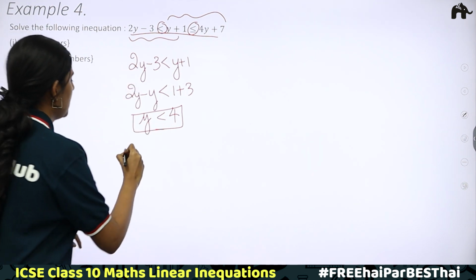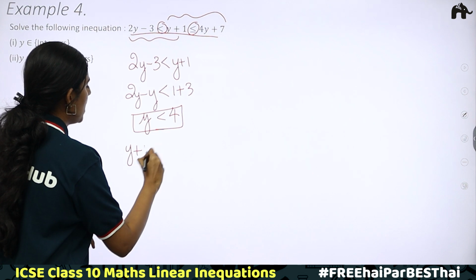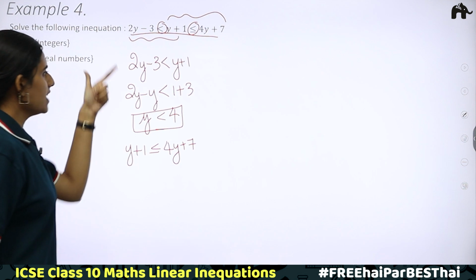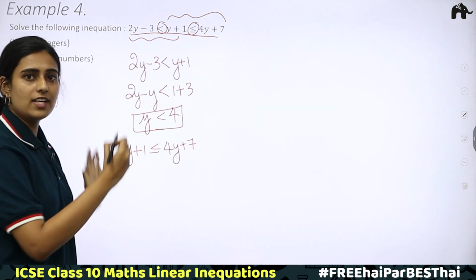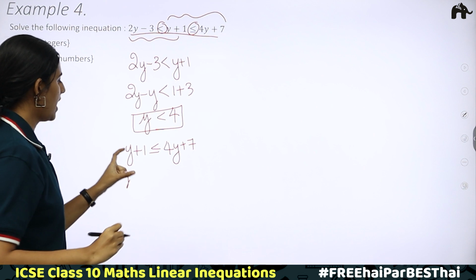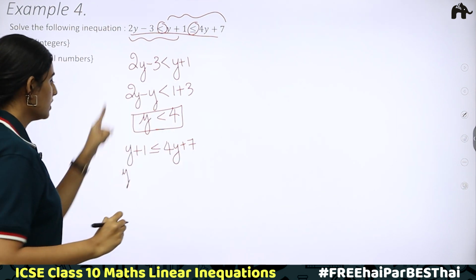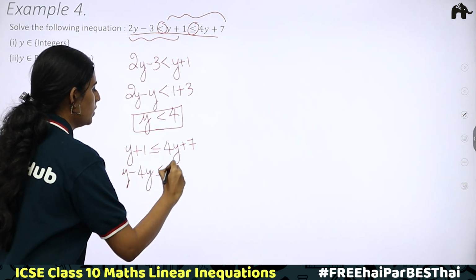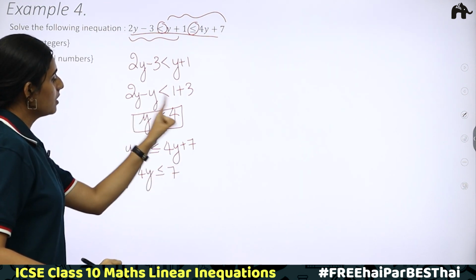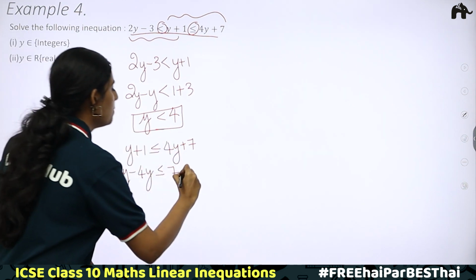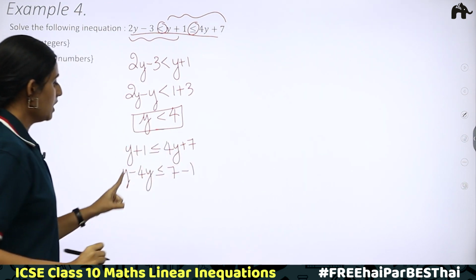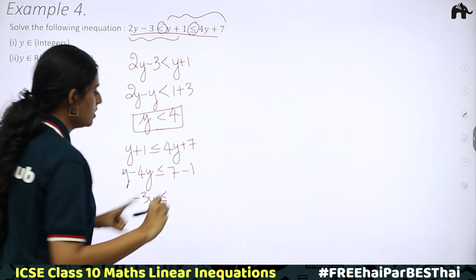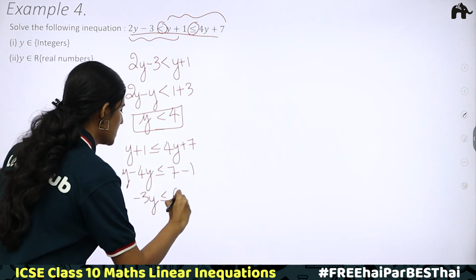Now the second part, that is y plus 1 less than or equal to 4y plus 7. Same steps, taking variables on one side. Here, on the left hand side, we have a y. We'll take this 4y to the left hand side. It becomes minus 4y, less than or equal to 7 minus 1, with the 1 going to the right hand side. Y minus 4y is minus 3y less than or equal to 7 minus 1, 6.